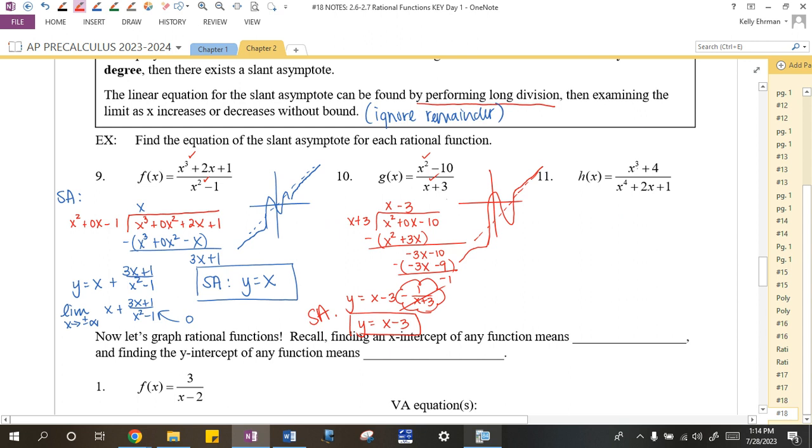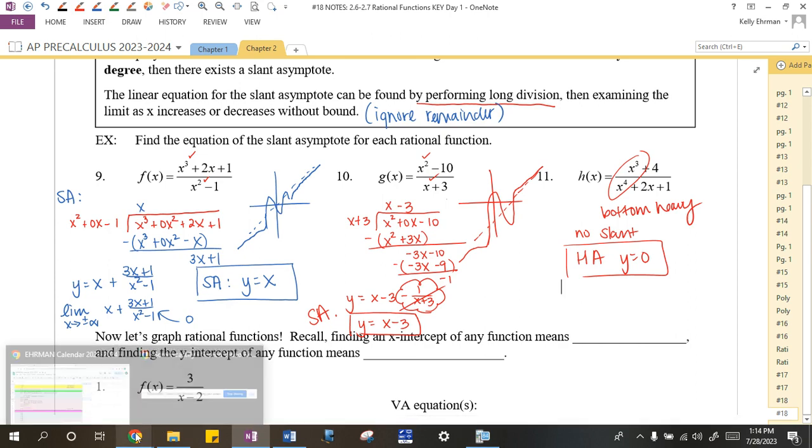Last one. These are different by a degree, but this is bottom heavy. You can only have a slant asymptote if it's top heavy by 1 degree. So no slant asymptote. This is only a horizontal asymptote, y equals 0. All right, we're going to practice this for homework. We're not graphing anything yet. That's for tomorrow. We're just kind of learning and remembering the rules today.